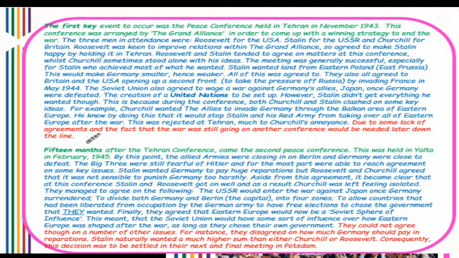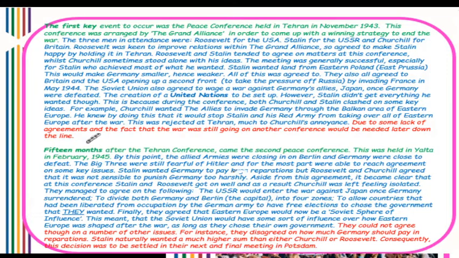They managed to agree on the following. The USSR would enter the war against Japan once Germany surrendered, to divide both Germany and Berlin, the capital, into 4 zones, to allow countries that had been liberated from occupation by the German army to have free elections to choose the government that they wanted, and finally, they agreed that Eastern Europe would now be a Soviet sphere of influence. This meant that the Soviet Union would have some sort of influence over how Eastern Europe was shaped after the war, as long as they chose their own government.